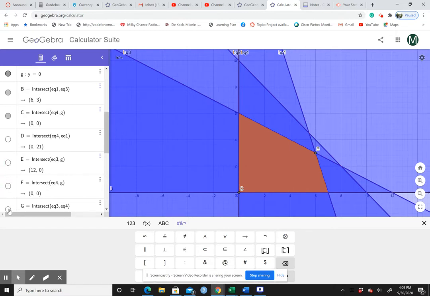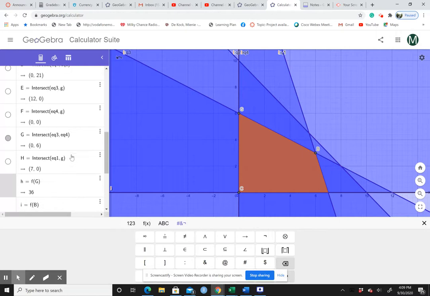Okay, F or G, so that I'm interested in, and I'm only interested in the bottom one here, and that was equation 1 and my y value. So that is going to be those two. So now I have all those corner points.